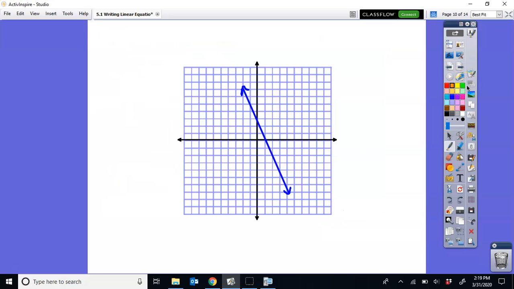All right, here's another one to try on your own, and we'll again try to make it a little simpler here because this graph is a little bit off. We'll say it crosses there, and we'll say it crosses there. So pause the video here and see if you can find the slope-intercept form.